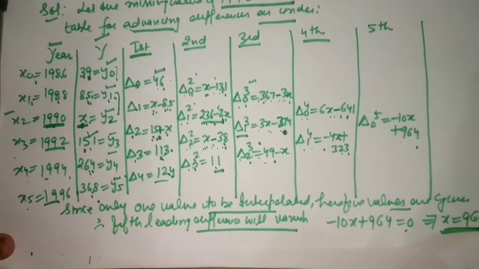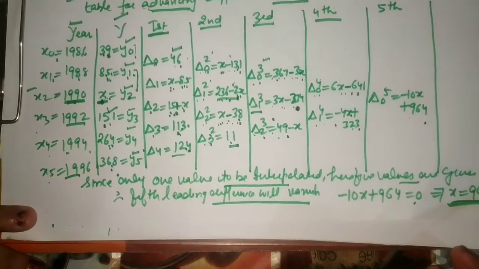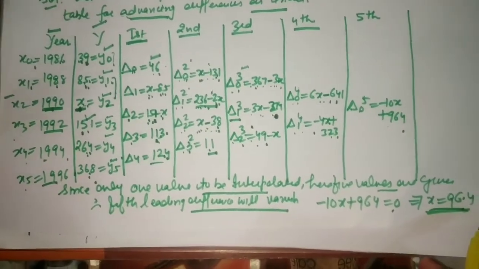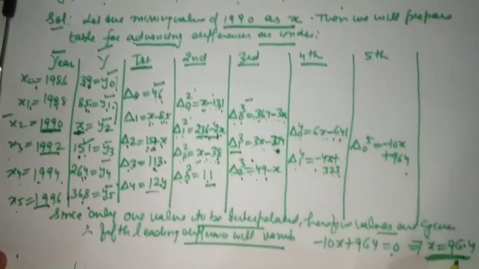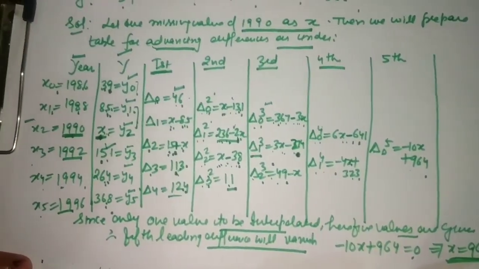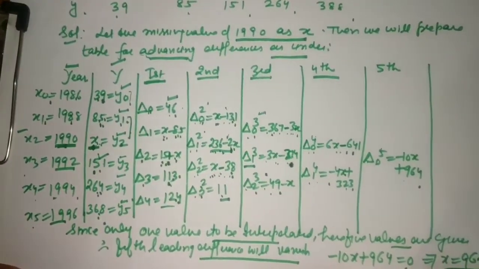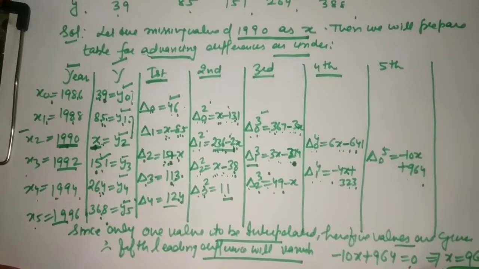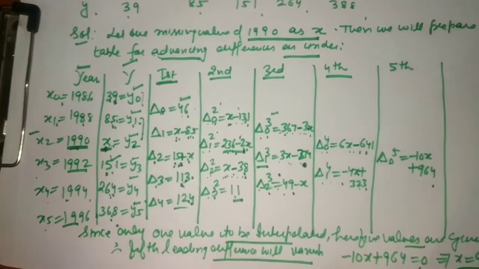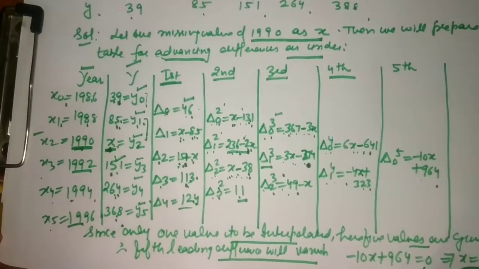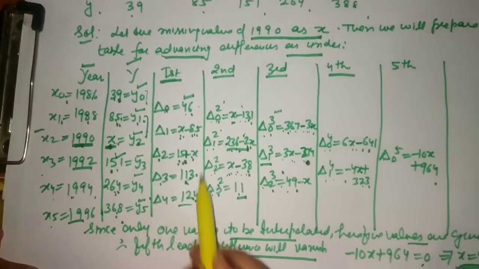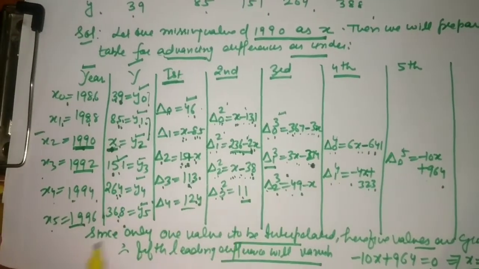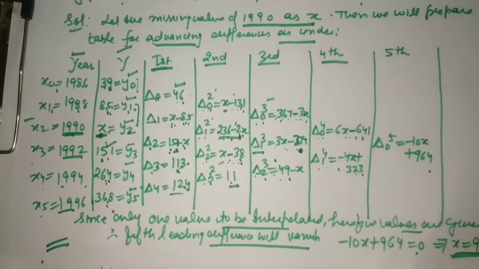This is the missing value for 1990. The statement is that we have to calculate the amount of cement produced in the year 1990, that is 96.4. This is the quantity of cement produced in 1990. So this is a sum of interpolation, that means we have calculated the value by formulating the different tables. So this is the illustration.